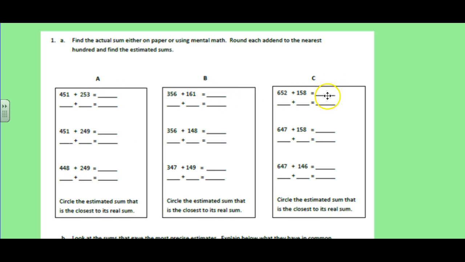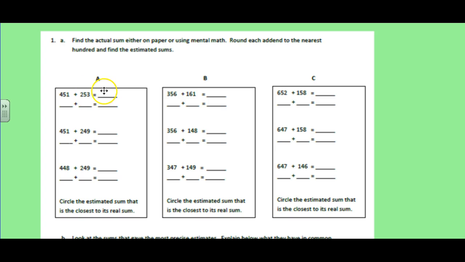and then put the actual answer on the lines. The next part says round each addend to the nearest 100 and find the estimated sums. These numbers are called addends. Those are the numbers that you add together. You're going to take this number and this number for each problem, round them to the nearest hundreds place, put them on these two lines, and add those two numbers together and see what it equals, because we're trying to see if we can get our estimate close to what the actual answer is.